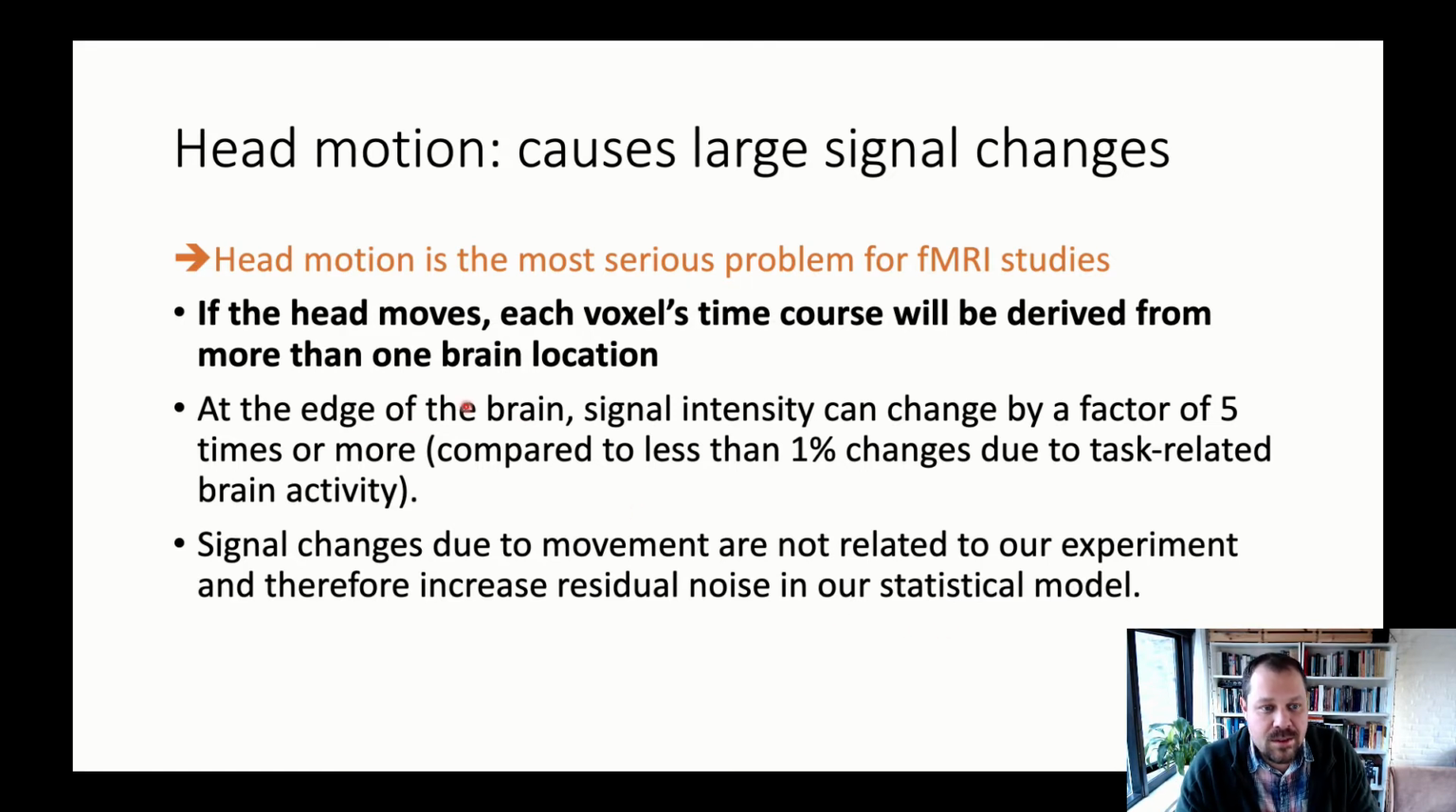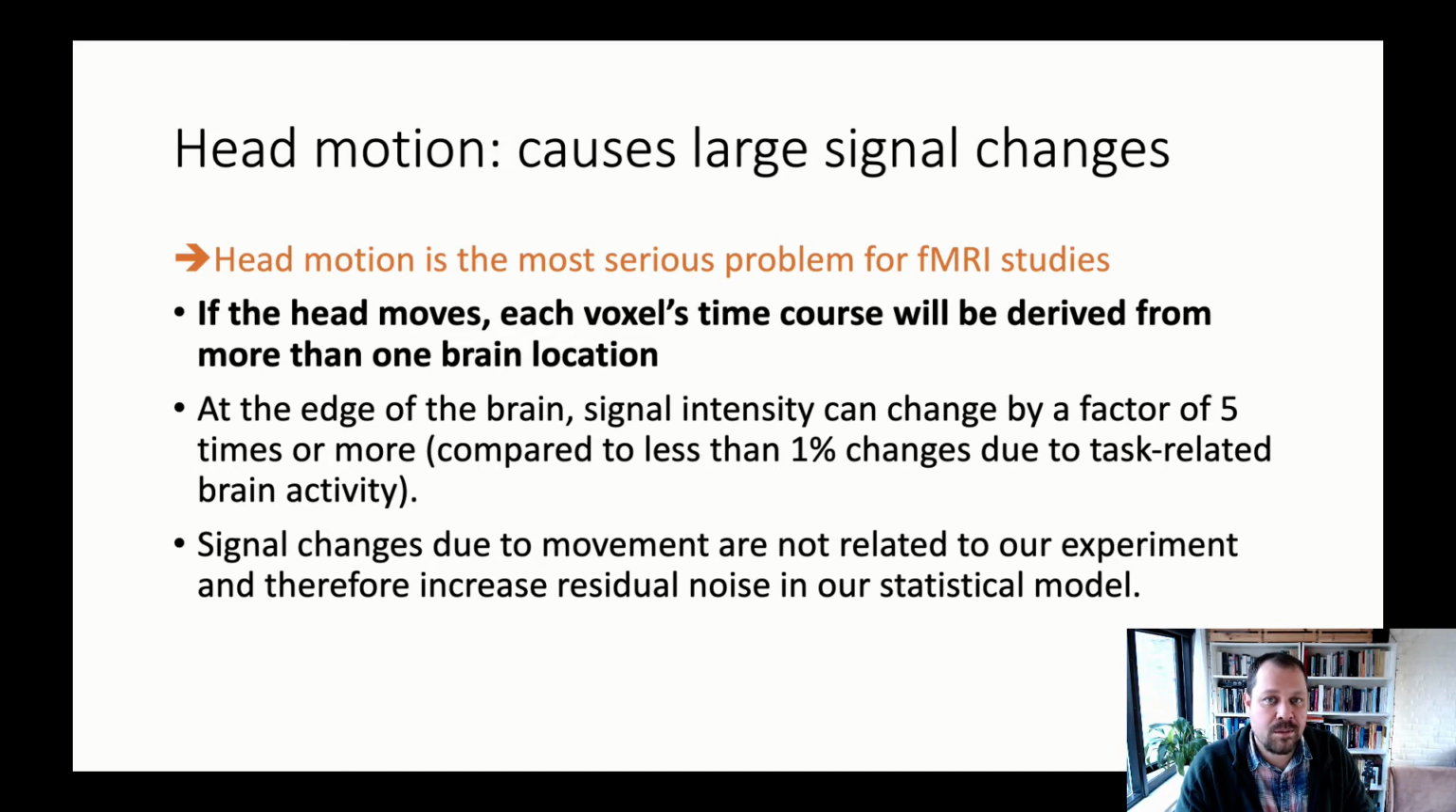So at the edge of the brain, signal intensity can change by a factor of 5 times or more if head movement occurs. And that's compared to less than 1% changes due to task-related brain activity. So we're working with relatively low levels of changes of interest, typically in the order of 0.5%, not even 1%. If we have motor activity, it can go up to 2-3% of signal changes between task on versus task off.